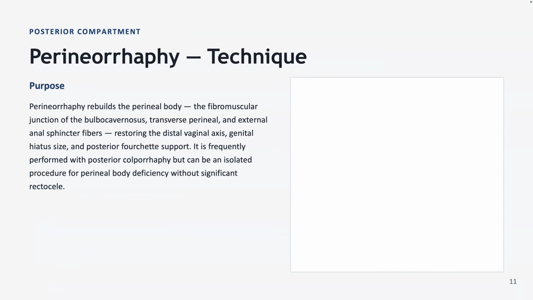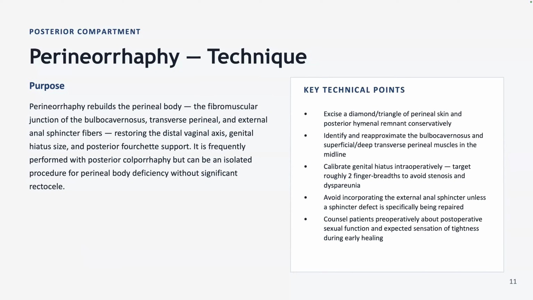Now, perineorrhaphy technique. A perineorrhaphy rebuilds the perineal body, the fibromuscular junction of the bulbocavernosus, transverse perineal, and external sphincter muscles, restoring the distal vaginal axis, genital hiatus, and posterior fascial support. It is frequently performed with the posterior colporrhaphy, but can be an isolated procedure for perineal body deficiency and rectocele.